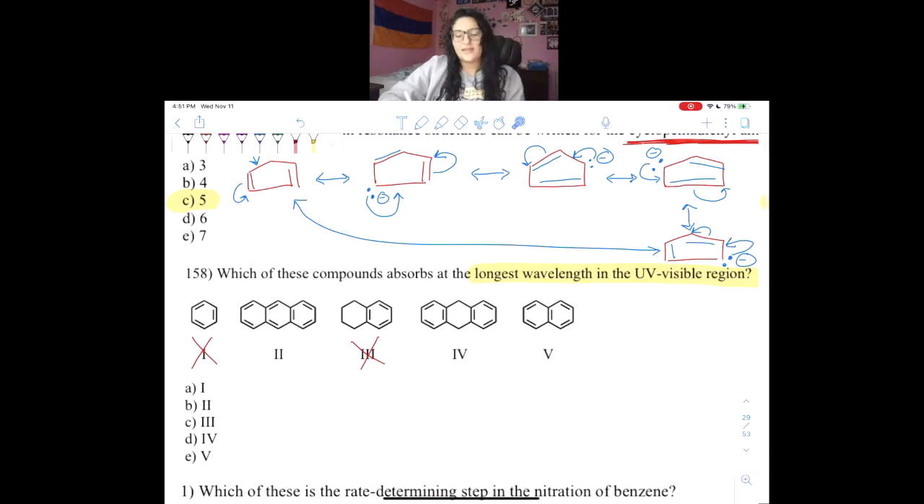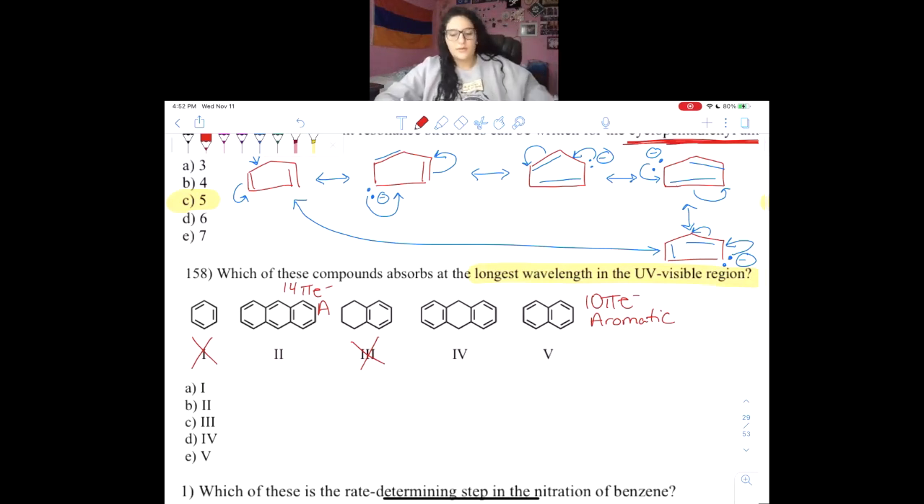It's cyclic, planar, fully conjugated, and it has 1, 2, 3, 4, 5 double bonds. So that would mean it has 10 pi electrons. So this guy is aromatic. And then over here, we have 2, 4, 6, 7 double bonds. So that would mean 14 pi electrons. And 14 pi electrons follows the aromatic rule, the 4n plus 2 rule. So this guy is also aromatic. This is some good practice for you guys.